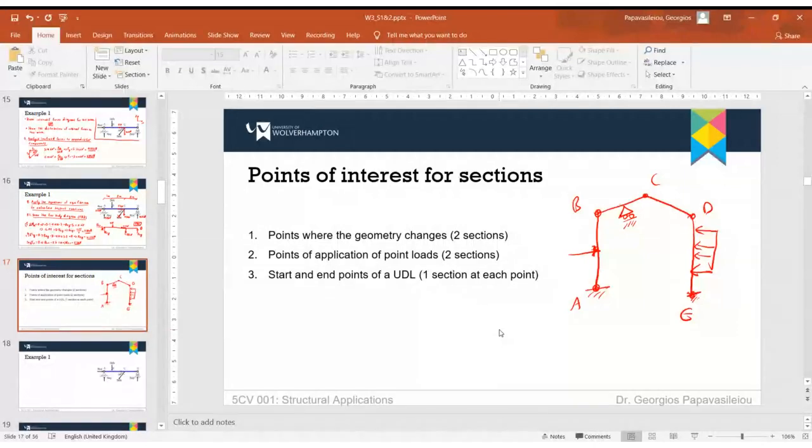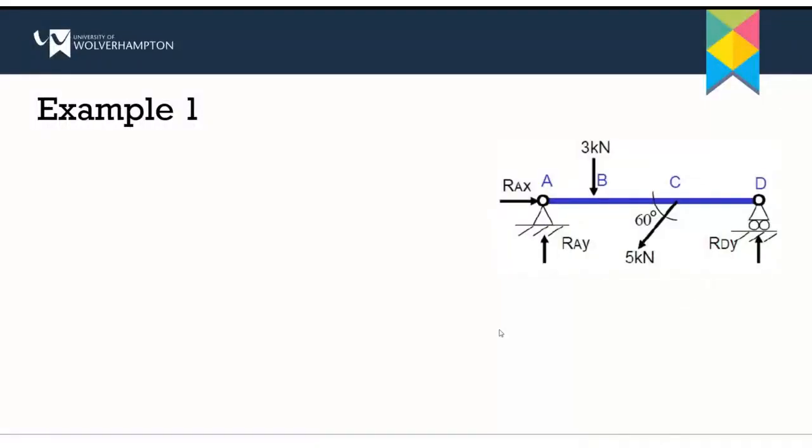Now, there are some other points of interest, but until we have to deal with them, let's not make this more complicated. So, let's go back to our example. Here, let me add the values that we have already calculated. So, this is 3.2 kilonewtons. We have a horizontal component of 2.5 kilonewtons. We have a vertical component of this force that is 4.33 kilonewtons. And we have a horizontal here that is 2.5 as well, and the vertical that is 4.13 kilonewtons.